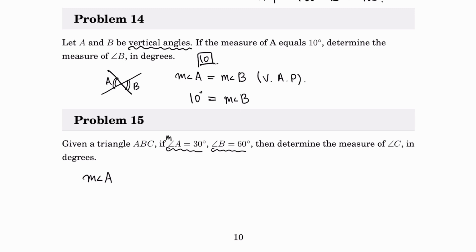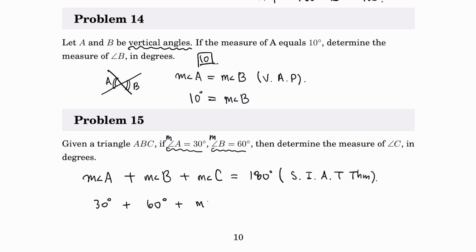These are measure of A and measure of B. So we got measure of A plus measure of B plus measure of C equals 180. And just for convenience, I call it the SIAT theorem. And SIAT stands for sum of interior angles of a triangle theorem. So let's just try to substitute the given values. And we have no idea what measure of C is yet, but I think we can just use the substitution property.